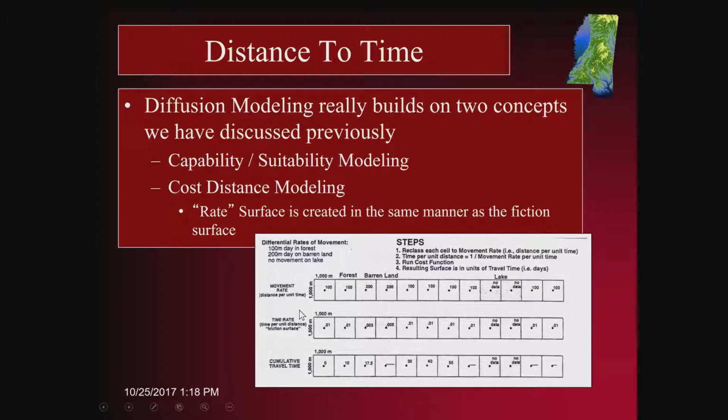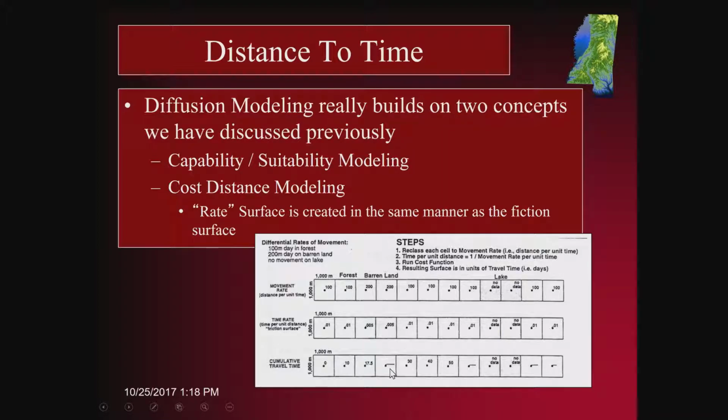Finally, we put that through the cost function, and we need a source. So we need to determine what the source is. In this case, it's just this first cell. When we put it through the cost function, the resulting surface is in units of travel time, in other words, days. So since this is the source, it will be here in 0 days. It's already here. It'll be 10 days before it gets to the center of this cell. It'll be 17.5 days before it's in the center of this cell.